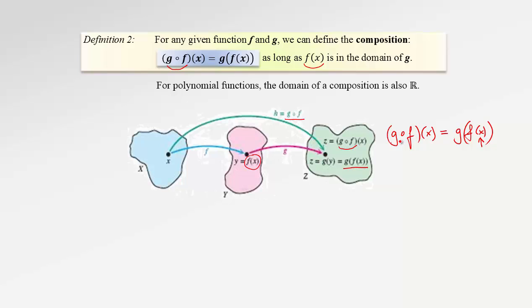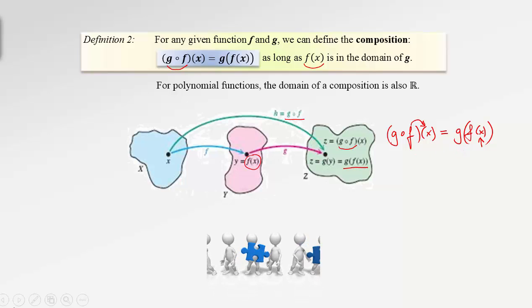That means in this notation, g composed f, the f operates on x first, and then when we finish this operation, we apply g. So whichever function is closer to x, that's the function that operates first on x. We'll see how this works on specific examples on the next slide.